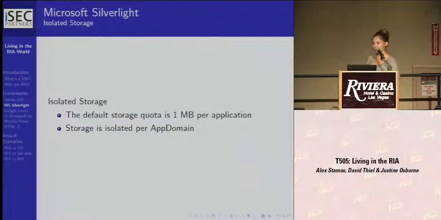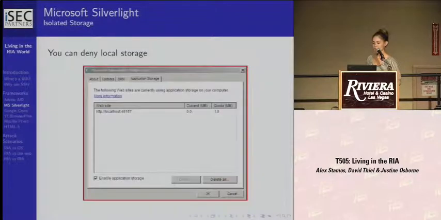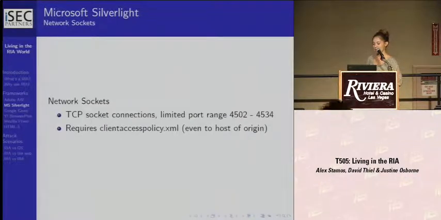Isolated storage is an example of one of the safe critical APIs and some of the power that Silverlight has: access to the local system, and you can deny local storage, so that's a good thing to know. And network sockets is another way that Silverlight allows the browser plugin to access the local system, and it requires a client access policy.